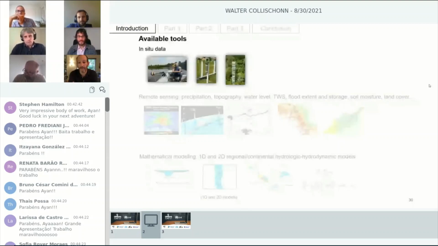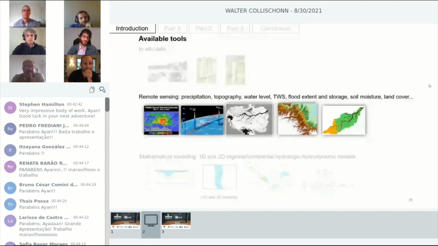And as available tools, I'll go very quickly on it now, because we'll talk more about it in the rest of the presentation. So we could say that we have 3 main types of tools. Firstly, of course, in situ data, which are fundamental for any analysis in hydrology. So we have in situ measurements of river water levels, discharges, precipitation, and other climate variables.